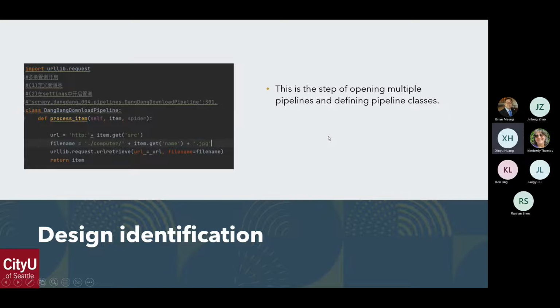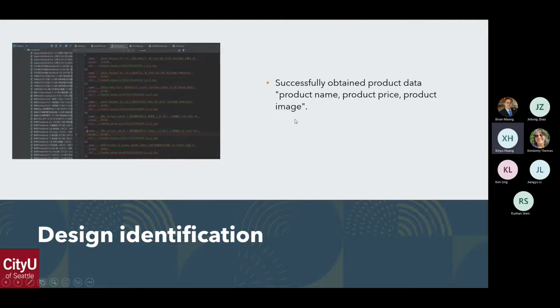This is the step of opening multiple pipelines and defining pipeline classes. And this is the successfully obtained product data. This data includes product name, product price, and product image.